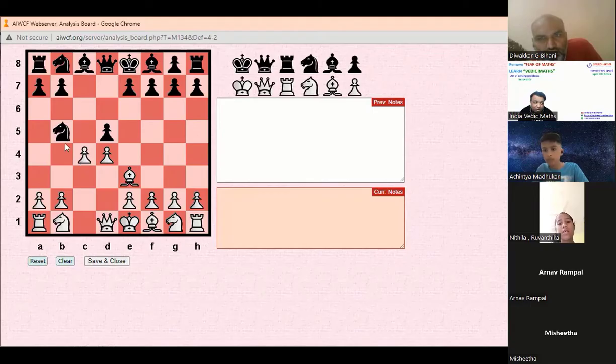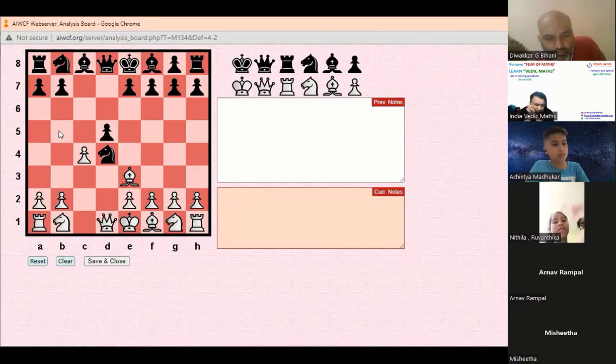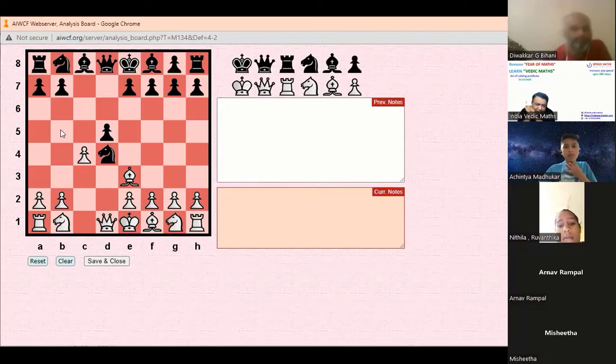Okay, listen, see the board. Knight is capturing this. Let's see. Knight was here. Oh, my cursor is there. What will you write now? Knight was here, on b5. Knight b5 cross d4. Good, Achintya. Yes, Divakarji. Yes, Mishita. Ruantika, right, Mithila.